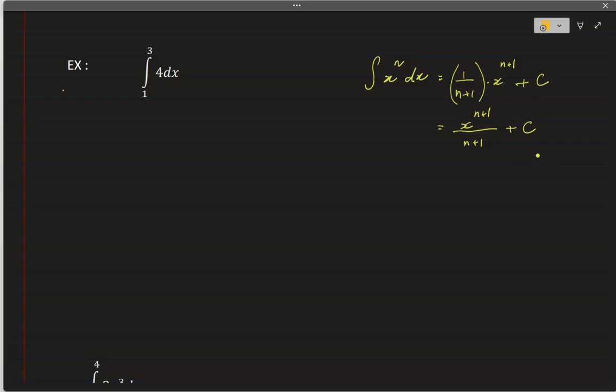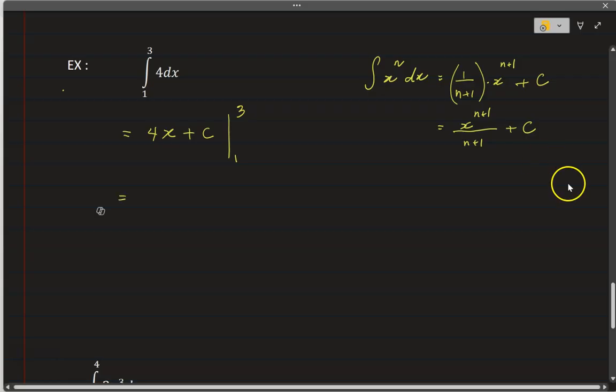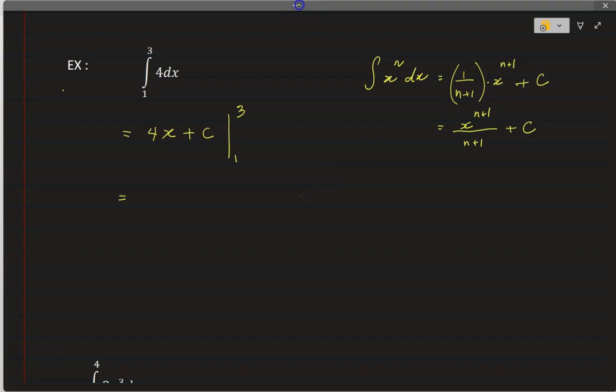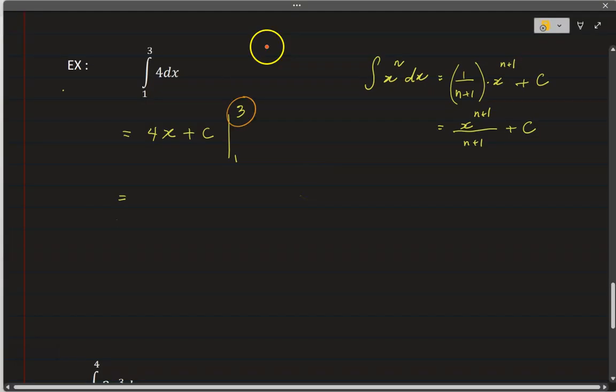So the first thing we're going to do, this becomes 4x plus c. And then the way the notation goes is that you put a straight bar in front, and you say we want to find that value, which is the area under the curve, which is a straight line, y equals 4, from lower limit 1 to 3. And then we're just going to plug it in. But remember, start with the upper bound and then use the lower bound. Okay, so this would be 4 times 3 plus c. We don't know what that is, right?